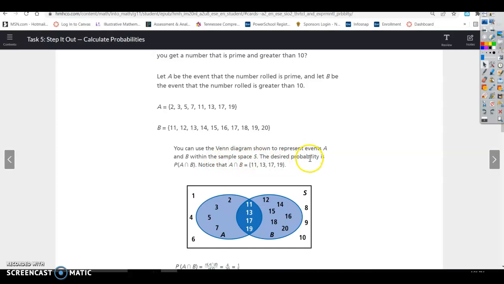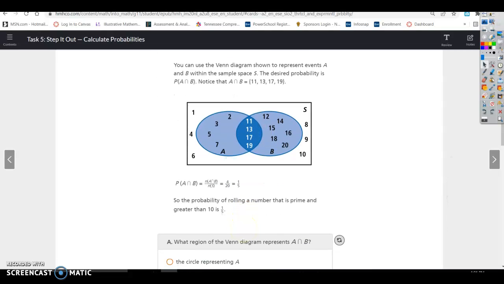The desired probability is the probability of A intersection B. Notice that A intersection B is 11, 13, 17, and 19. So remember, intersection is the part where they overlap. All right, so probability of A intersection B equals N of A intersection B over N of S, which is your sample space. So that's the entire space.